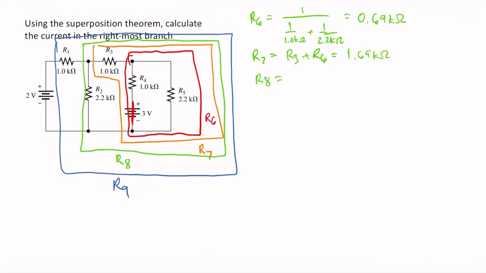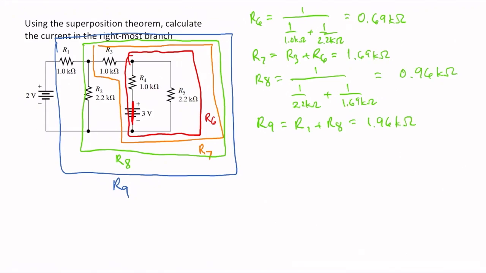Now R8 is the equivalent parallel resistance of R2 and R7. So that's 1 over 1 over 2.2 kilo ohms plus 1 over 1.69 kilo ohms. This gives us 0.96 kilo ohms. And then R9 is nothing but R1 plus R8. So that's 1.96 kilo ohms. R9 is the equivalent resistance of the whole network of resistors.